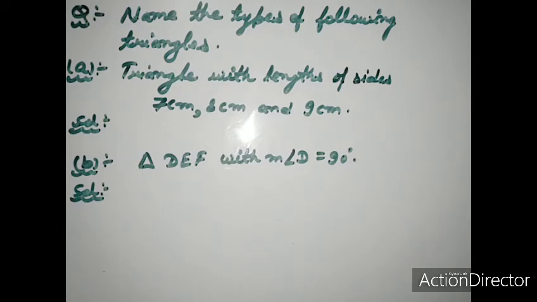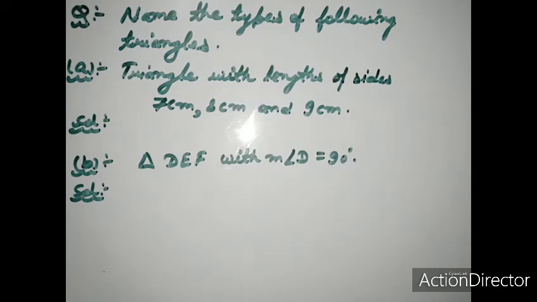Now there are three types of triangles based on their sides: scalene triangle, isosceles triangle and equilateral triangle. And according to their angles, there are three types of triangle: acute angle triangle, right angle triangle and obtuse angle triangle. Now dear students, you all know that if all sides are unequal, these type of triangle are known as scalene triangle, and if two sides are equal, these type of triangle are known as isosceles triangle, and if all three sides are equal, we say that these type of triangle are known as equilateral triangle. So these three types of triangle are based on their sides.